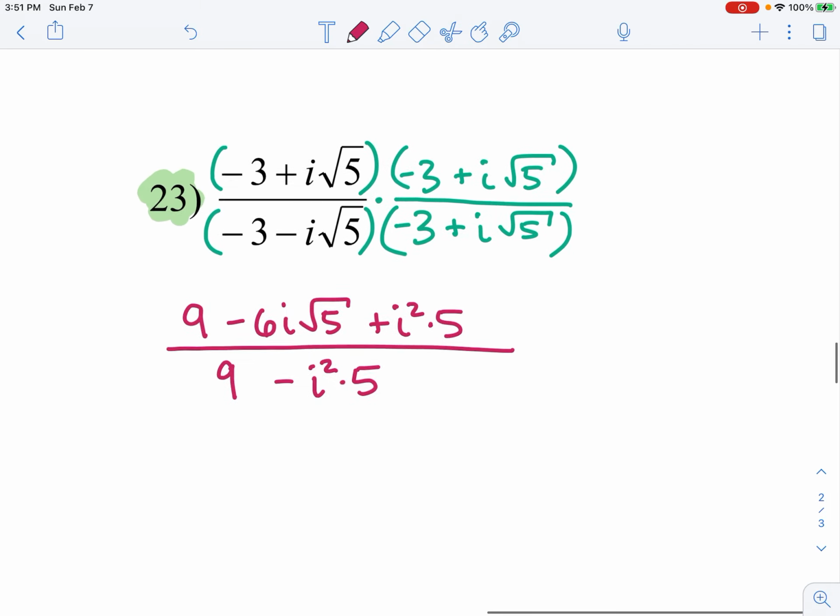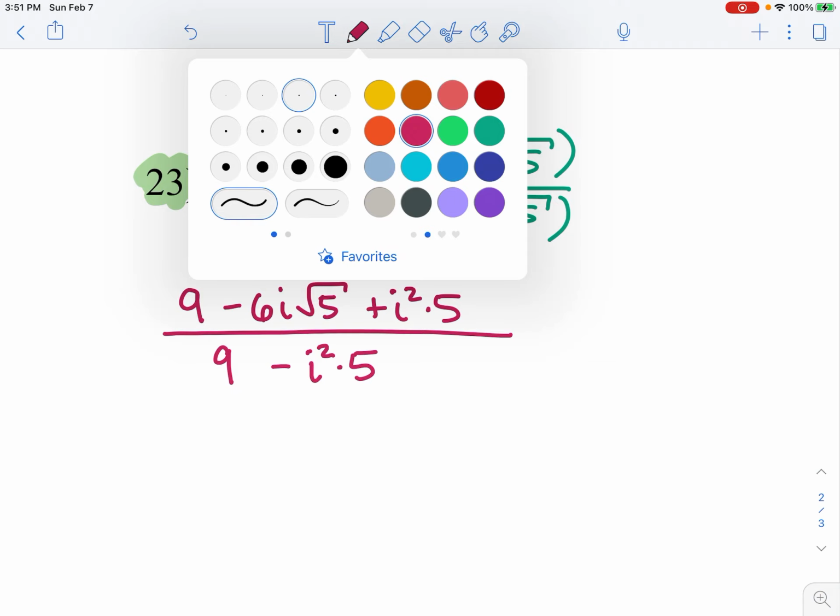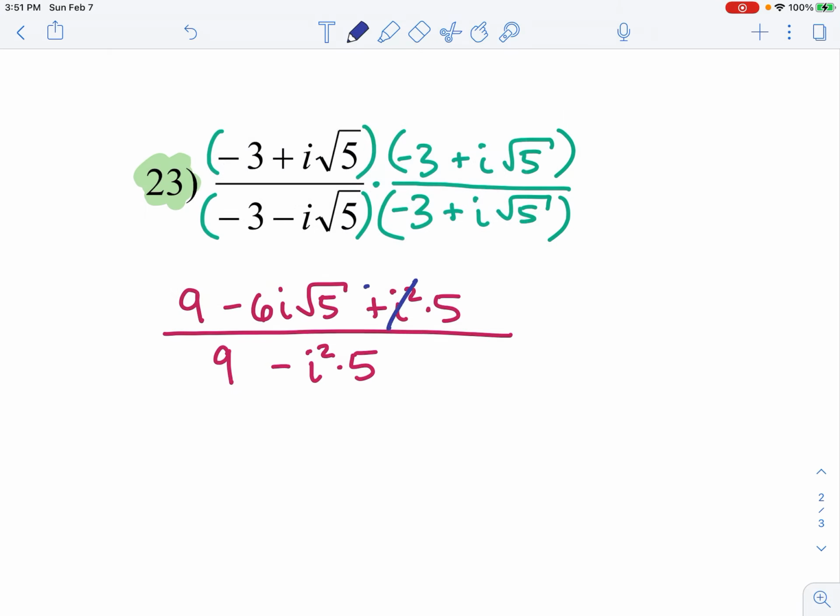All right, next step. Let's simplify even more. i squared is negative 1, so it changes those signs. 9 minus 5 is going to give me 4, and then I have -6i root 5. Down on the bottom, 9 plus 5 is going to give me 14.